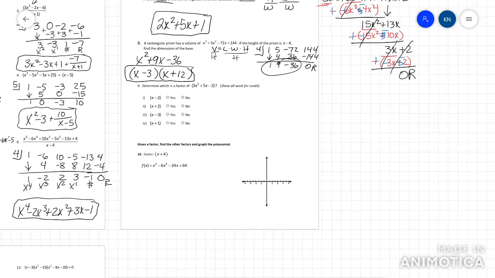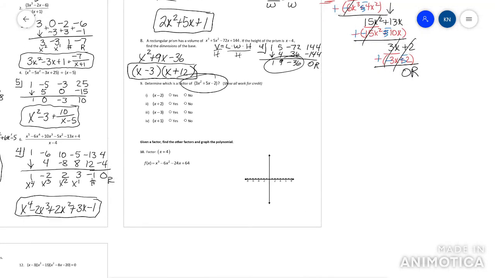Okay. Determine which is a factor of this. So you could just factor it. If you factored that as a trinomial, you should get this right here. So 3x minus 1 is a check. x plus 2 is a yes. Everything else is a no. That's how I would have done that problem.